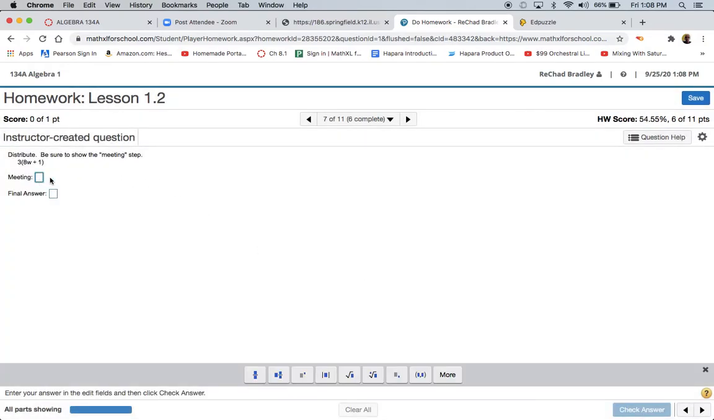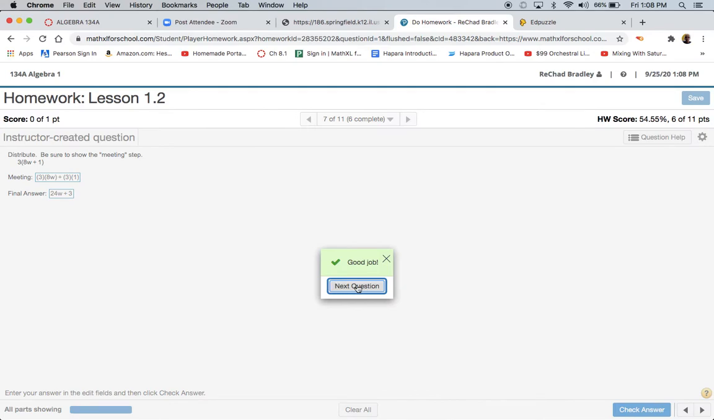Once again, we get to our meetings. 3 meets 8W. Again, 3 meets 8W, and always use a plus to connect it. 3 meets the other number, which is 1. Tab to get to the next box, which you can do that to tab. That makes 24W, and then that's going to be a positive 3. So 24W plus 3 should be my answer there.